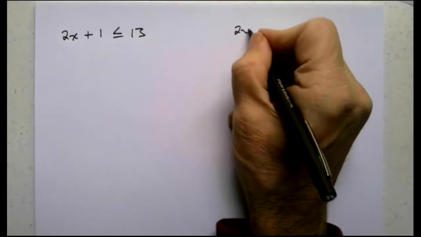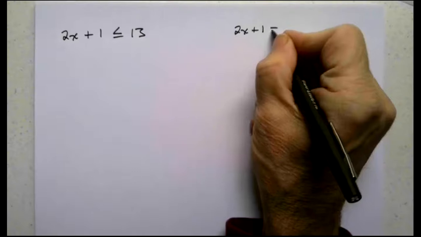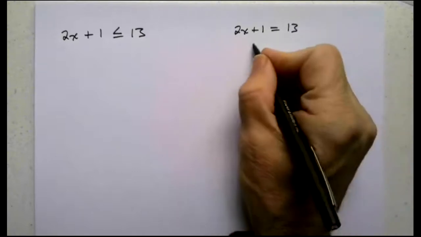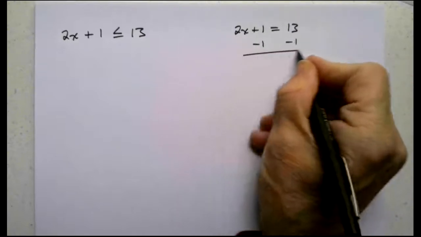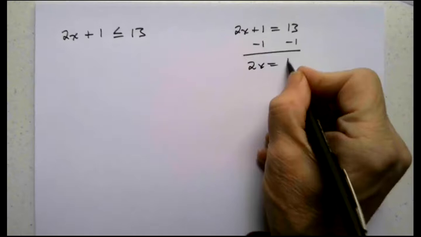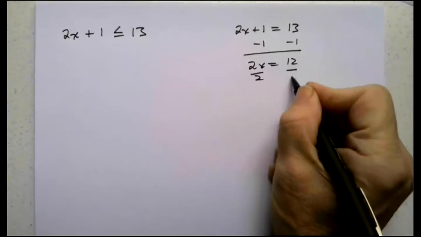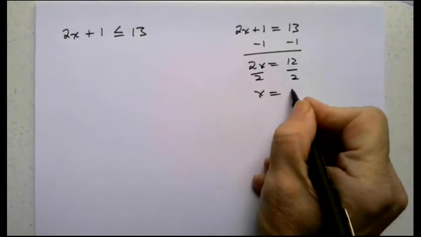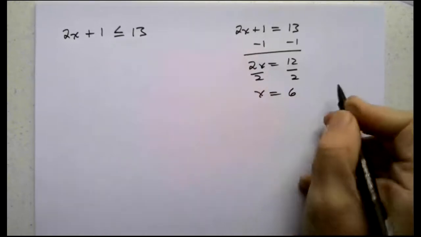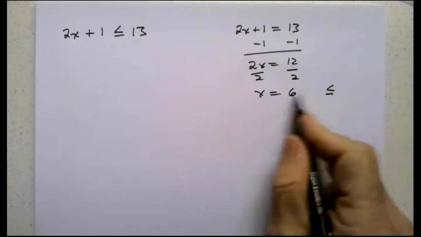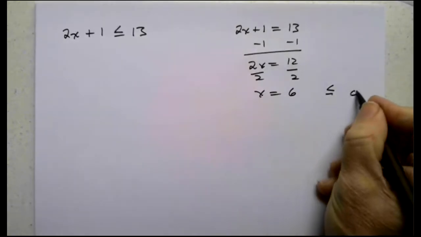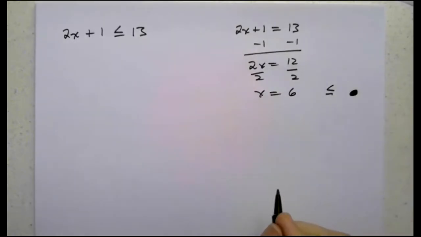So what I do is I solve it as an equal. I say 2x plus 1 equals 13. What is x? So we quickly solve that equation, and we get x is 6. We look at our inequality sign. It is less than or equal to, which means we include the 6. That tells me I need to use a solid dot.